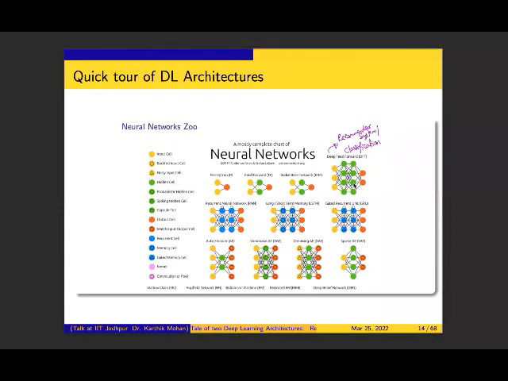Deep feedforward neural network is something that we got to use at Amazon as well. It can be used for recommender systems. Works really well.